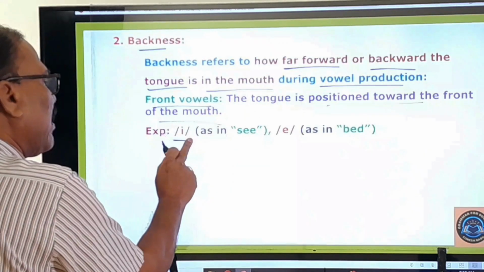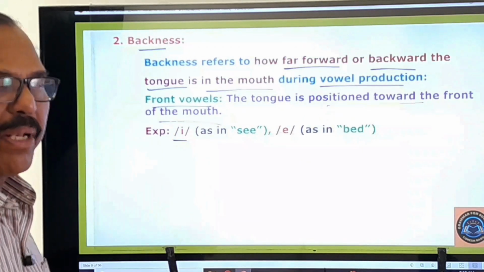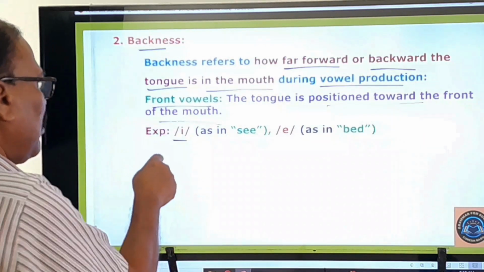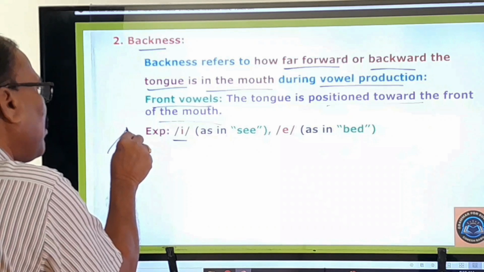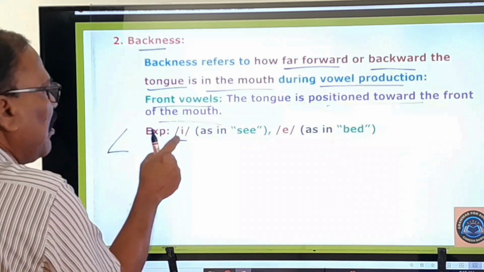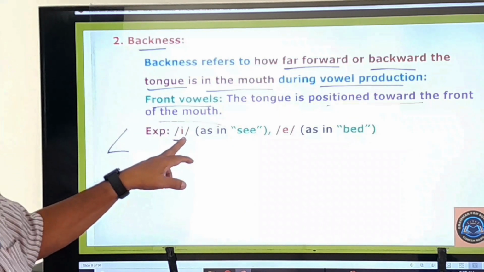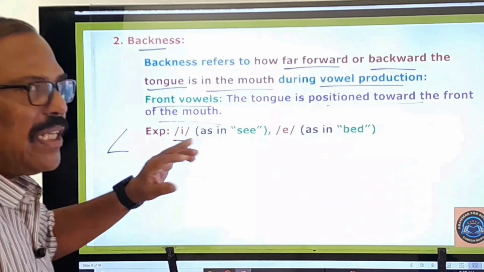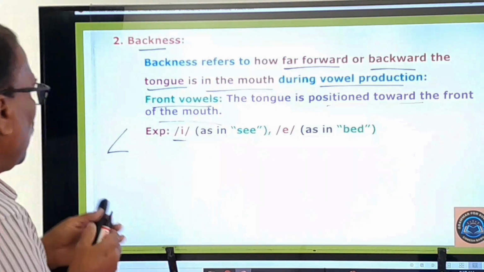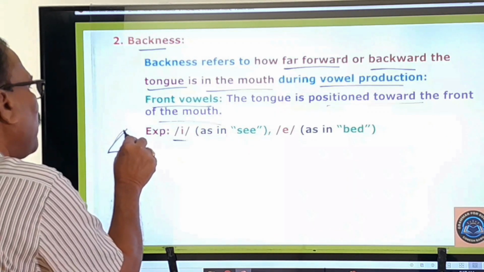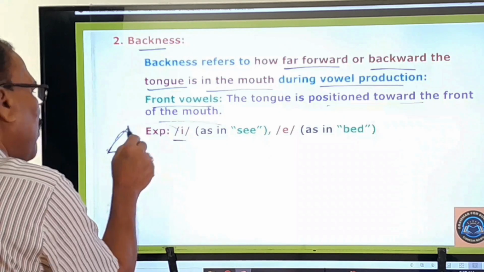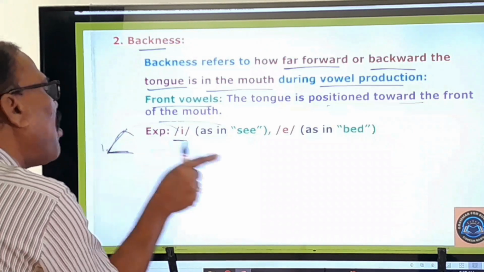E is there. E. When you say E, what is happening? The tongue is moving up and it is also moving forward. Because of 2 things it is being produced. This E sound is produced because of 2 things. One is the tongue is raised high to the palate, and it is also moved forward.